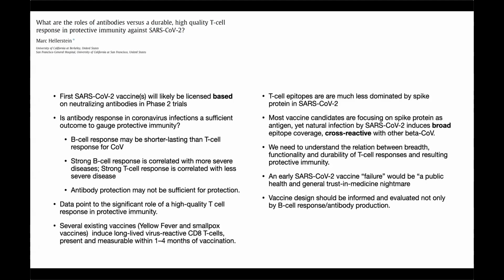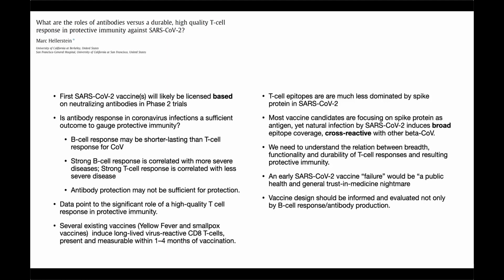So presumably, T-cell response is predictive of a less severe disease, and antibody protection may not be sufficient for protection against infection. Data so far point to the significant role of high-quality T-cell responses in protective immunity. Moreover, there were a few successful vaccines raised to other viruses, specifically yellow fever and smallpox, that induce T-cell responses, specifically a subset of long-lived virus-reactive CD8 or cytotoxic T cells that are present and measurable within just a few months of vaccination. So they rise up quickly and they last a long time.